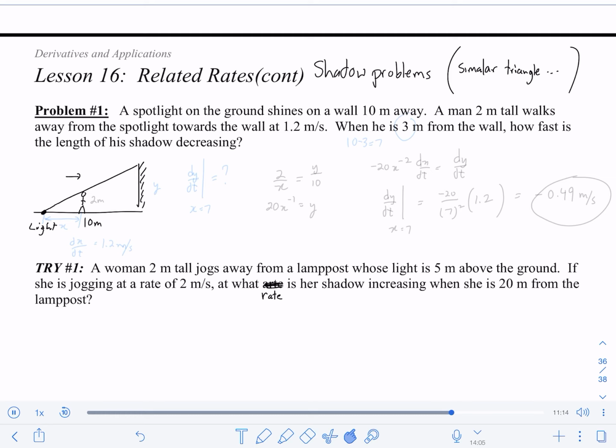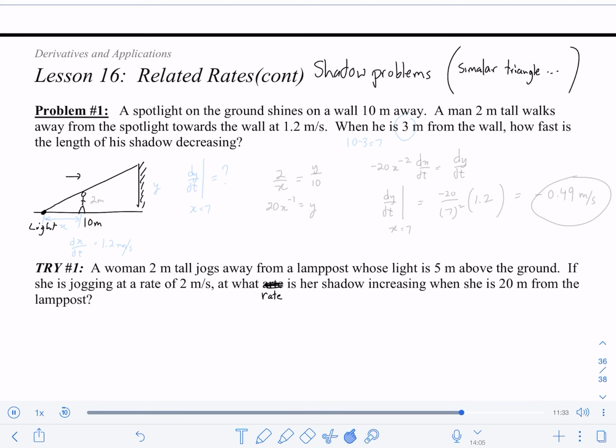And he's going quite fast. I don't know what kind of thing has startled him. It is strange to see a person running directly towards a wall. This is kind of a strange problem. Okay, we are going to find how his shadow is changing when he is only 3 meters from the wall.